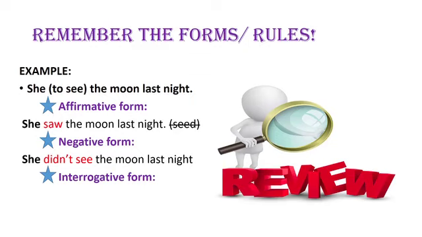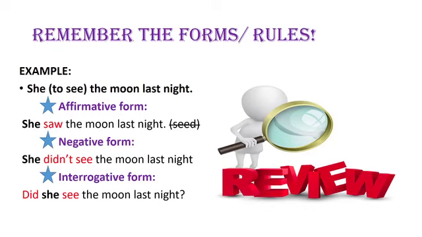For the interrogative form, again, we use the verb to do in the simple past, did. Where do we put it? Do you remember? I know you remember. Yes, we put it at the beginning of the sentence, did. And then the subject, she. And then the verb, see. Did she see the moon last night?